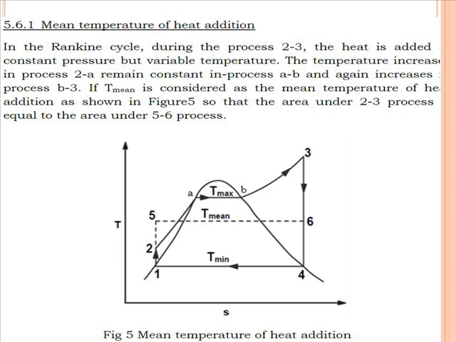Now, instead of going with this process 2 to 3, if we draw a line 5 to 6 in such a way that the area under the process 2 to 3 equals the area under the process 5 to 6, then the temperature available at process 5 to 6 is the mean temperature of heat addition. And what is its effect, that we will discuss in the next slide.